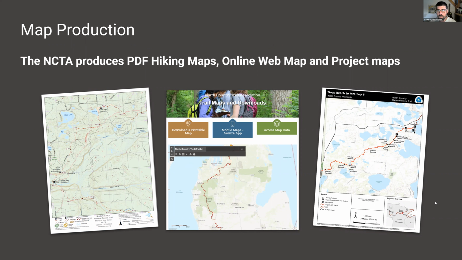All right, so then, the most obvious outcome of our mapping program are maps. We categorize it as three groupings of maps that we produce. Those of you that mentioned using the Avenza app on the North Country Trail, you've used these geospatial enabled PDF maps that we make.